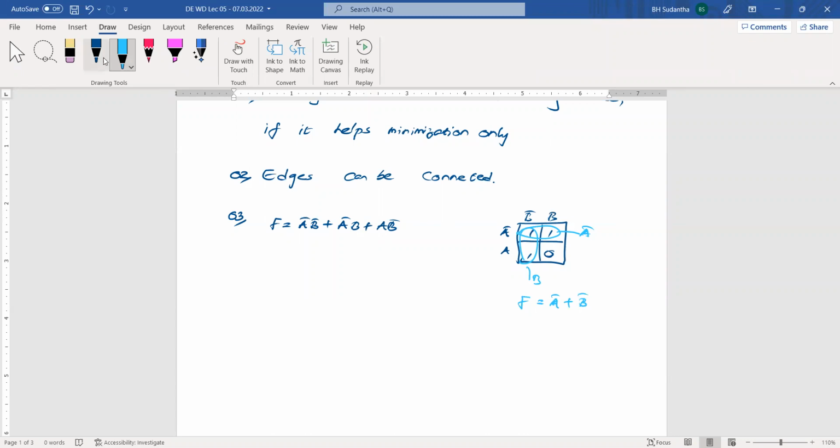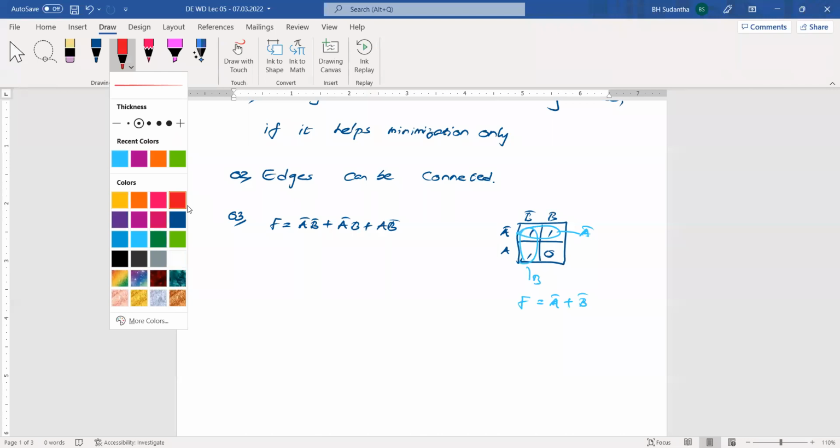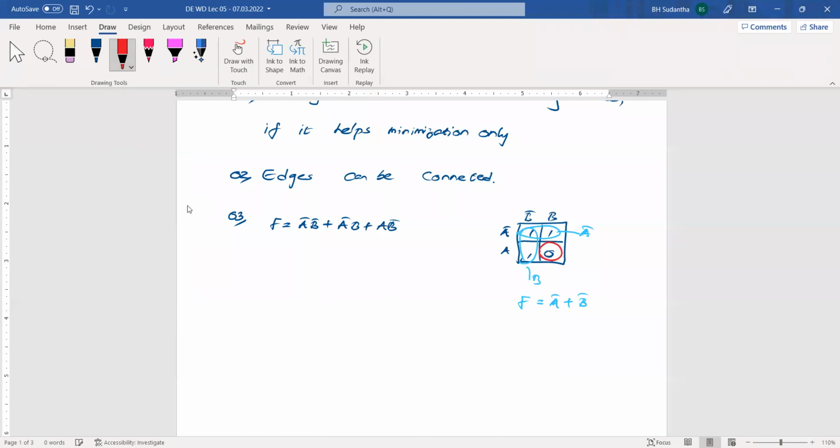Okay. Then what about if you take this one? This is AB. Then if you take this AB, what is that? This is F bar, because we have covered zeros. Zeros means it's F bar. Then F bar equals AB. It's a more simplified version than the previous one.